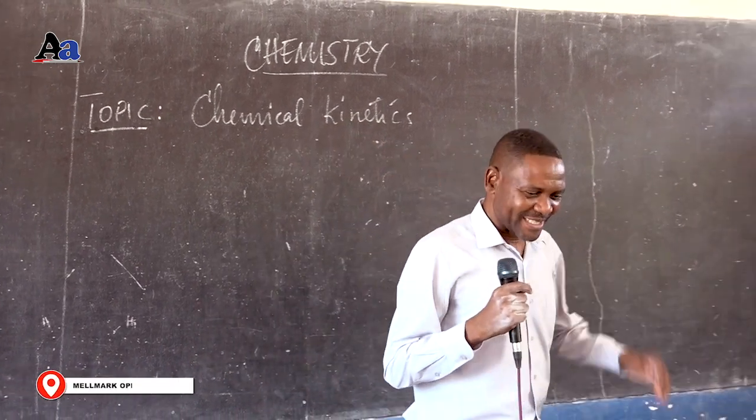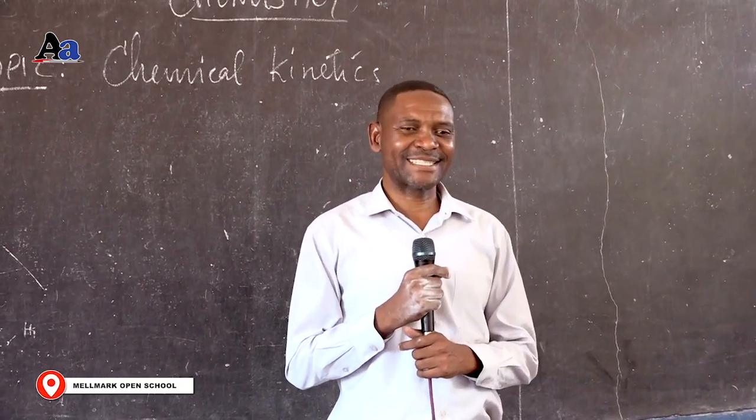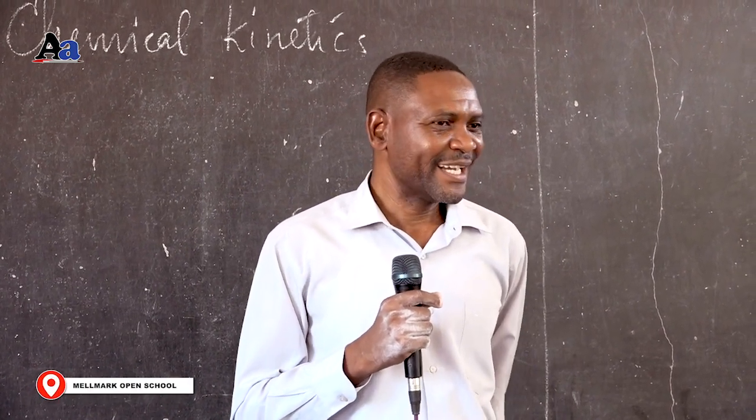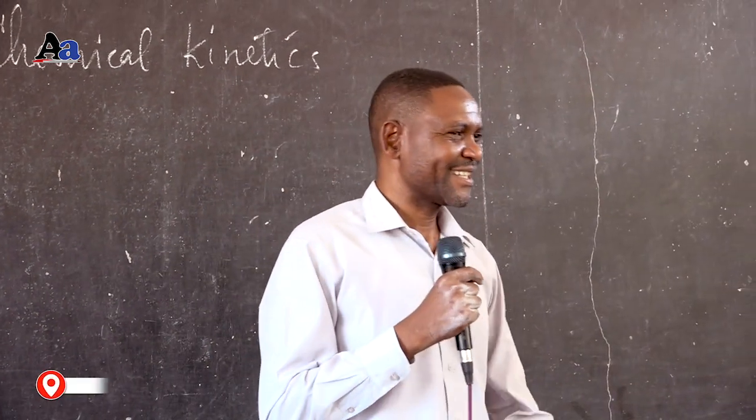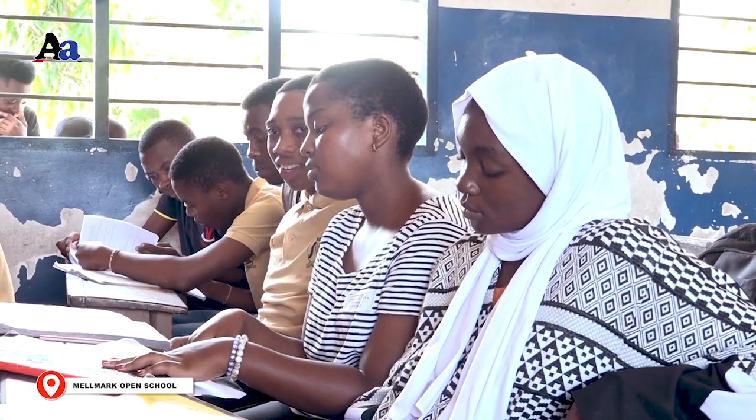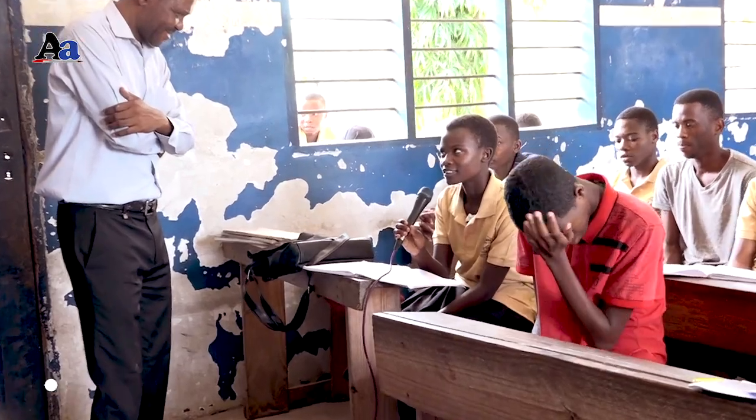So as I said, this is chemistry class and the topic today is chemical kinetics. I hope you have ever gone through it. Can anybody tell me what is chemical kinetics? Okay, your name first? My name is Angela Brown. Chemical kinetics is a study of rate of chemical reaction. Okay, she's saying chemical kinetics is the study of rates of chemical reactions.